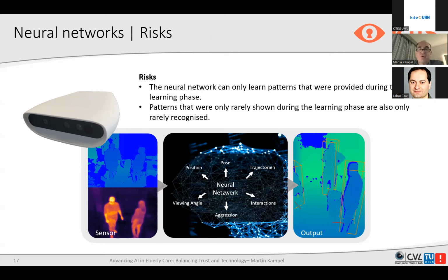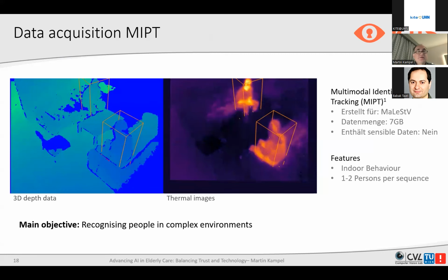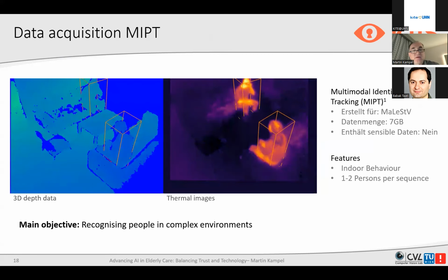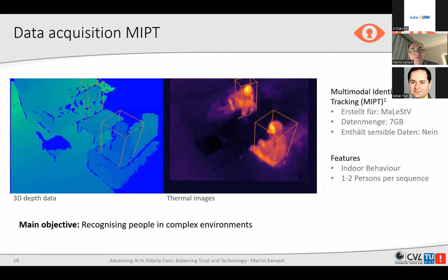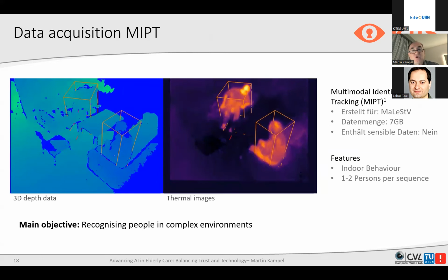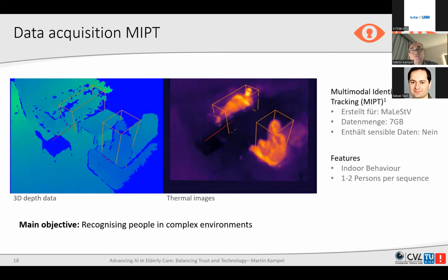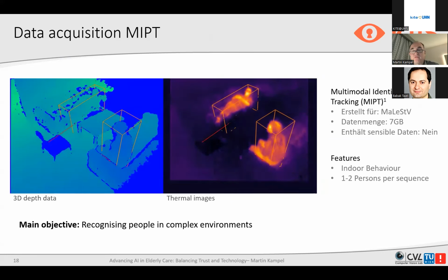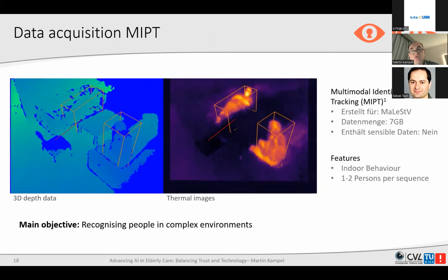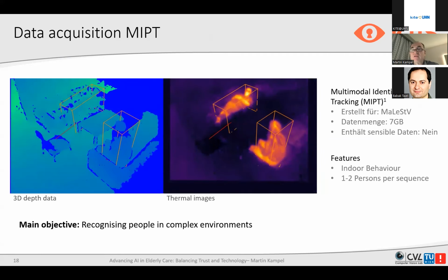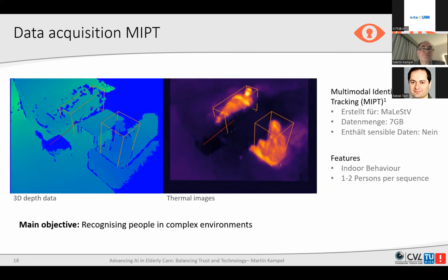A standard approach: we have training data, and from that data we learn specific behavior patterns. This is very classical. So, for example, here you see a situation where the two modalities are compared. We have 3D data and thermal images in a synchronized form, and that reflects indoor behavior of two persons. And you also see a bounding box, which visualizes, of course, the detection of the person.